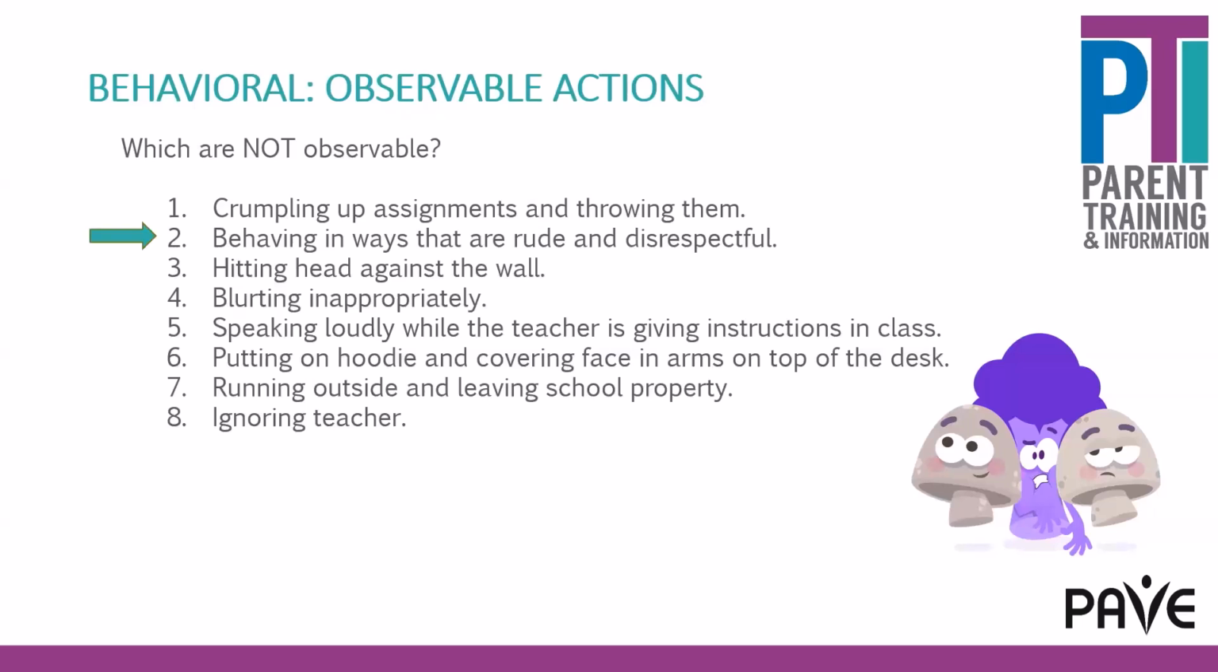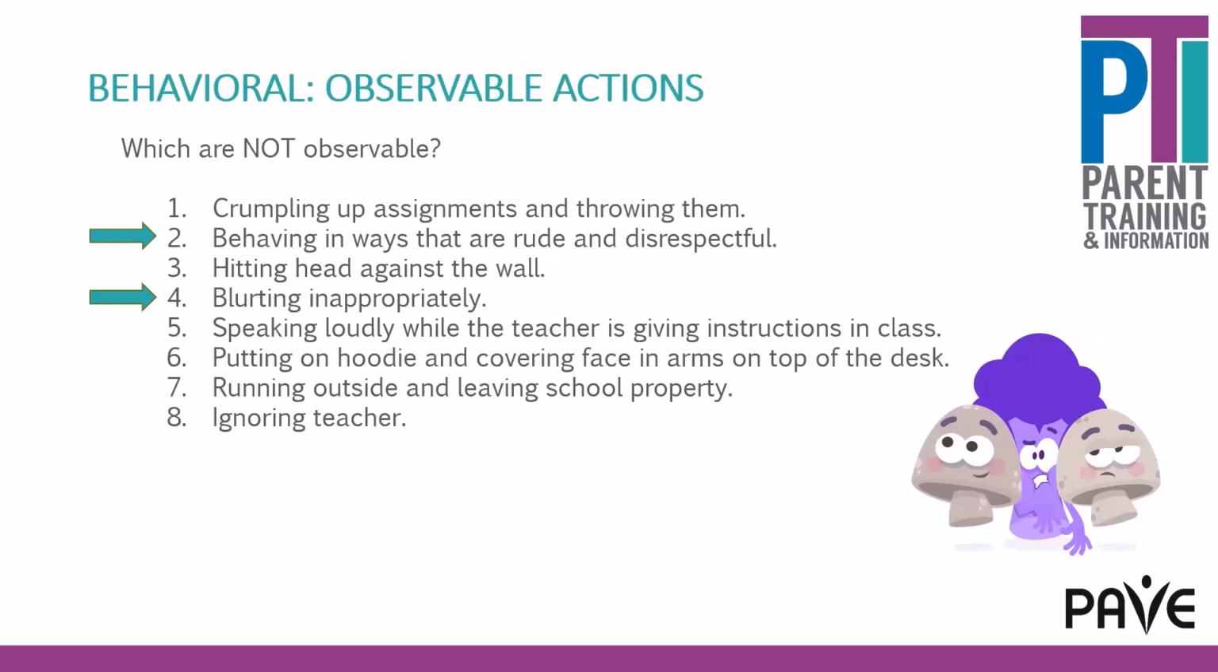You are correct if you notice 3 examples that include bias, adult judgment, instead of observable behaviors. Number 2 says behaving in ways that are rude and disrespectful. Deciding whether something is rude or disrespectful is a matter of opinion. Let's look at number 4, blurting inappropriately. Who decides what to label as blurting? Blurting is a judgmental word. A better statement is number 5, speaking loudly while the teacher is giving instructions.